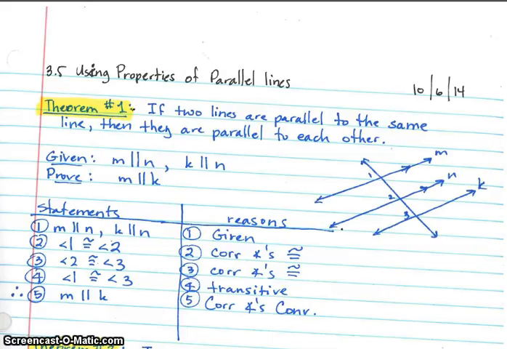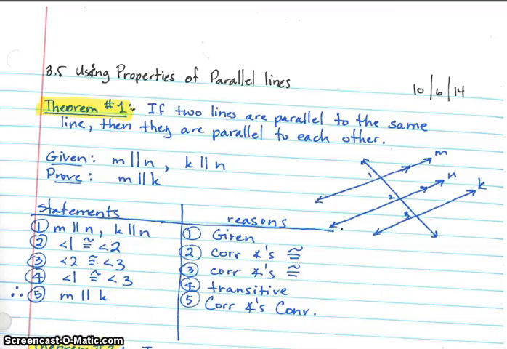This first one is called theorem number 1. Basically all it says is if two lines are parallel to the same line, then they are parallel to each other. So if you want, go ahead and write this information down, and you can pause the video and then come back and I'll explain how this works.